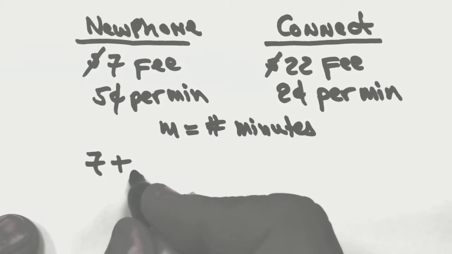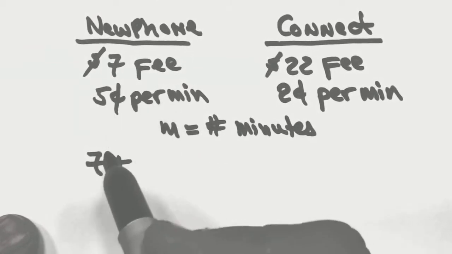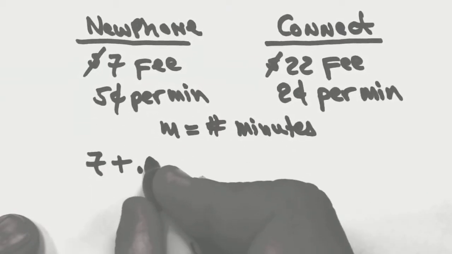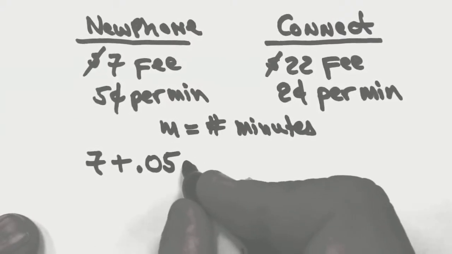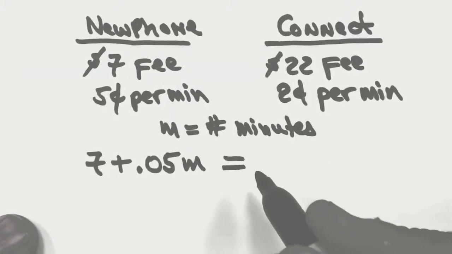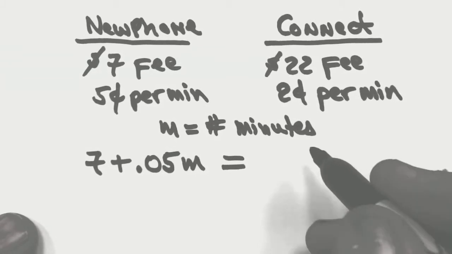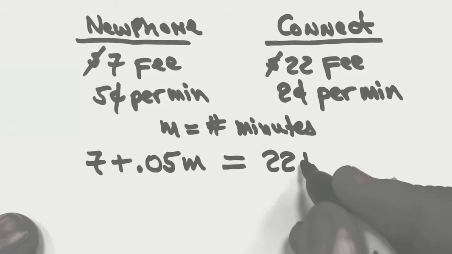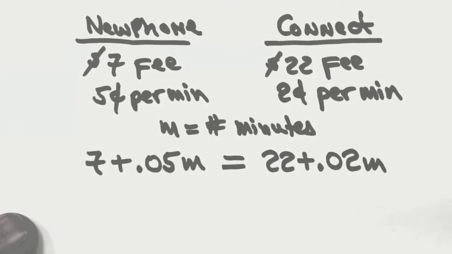Now, you have to make sure that you put all the money in the same notation. So since we started with dollars here, I'm going to convert this 5 cents to dollars notation. So here it is, 0.05. That's 5 cents in dollars notation, times M, the number of minutes. Okay, well, we're going to equate that to what Connect would charge for the same M minutes. They charge $22 up front, but then it's only 2 cents, or 0.02 times M.